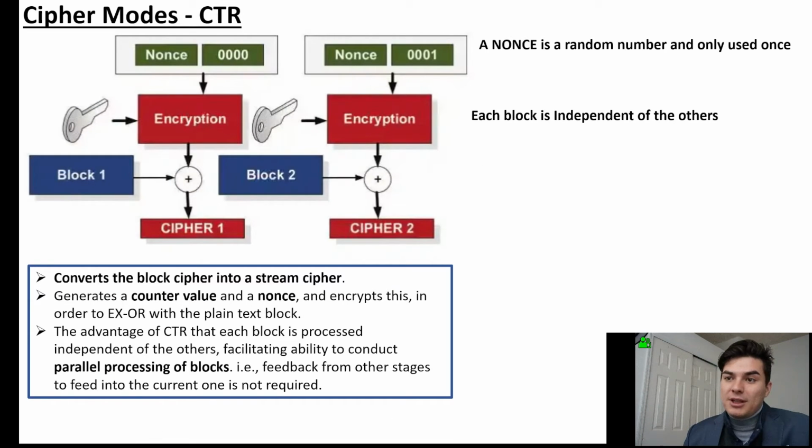Now the cipher mode, the counter, is when it's converting a block into a stream cipher, but it's using a counter value and a nonce. A nonce is a random number that's generated once. So with block 1, the counter starts at 0, and then for each additional block, the counter just keeps raising by 1, and each block is going to be completely independent of each other, allowing for parallel processing.